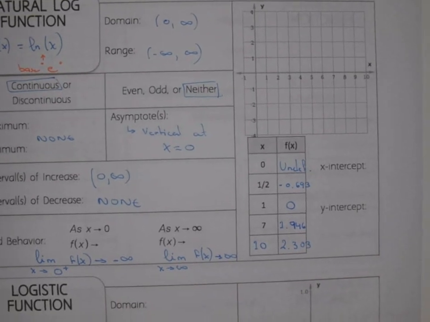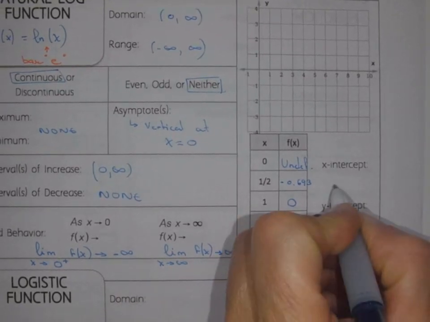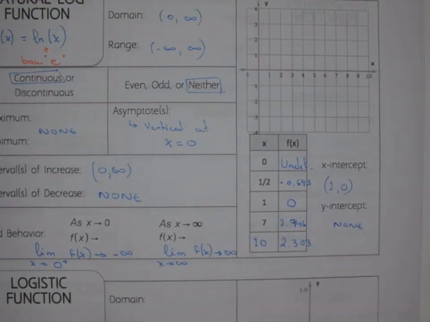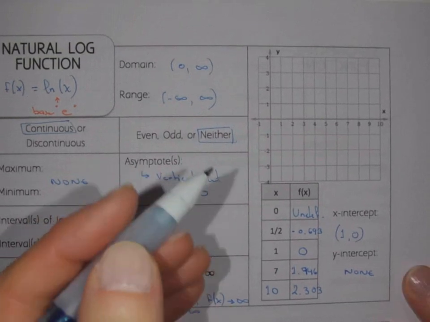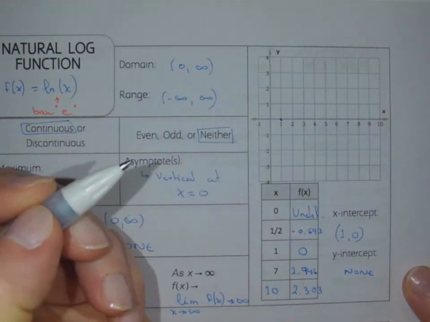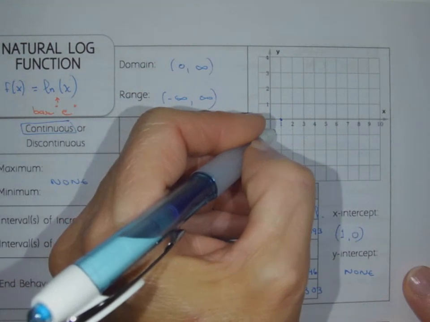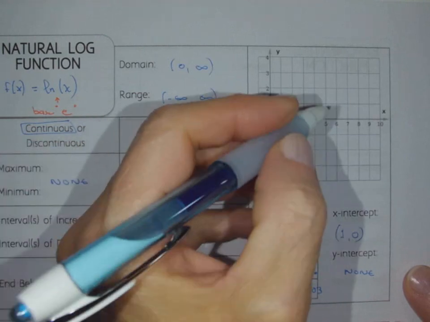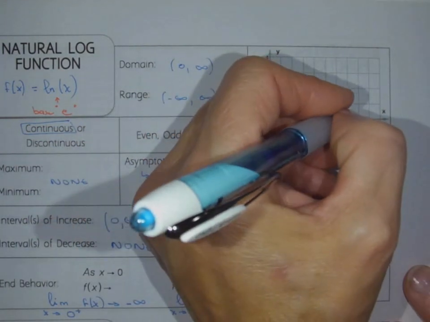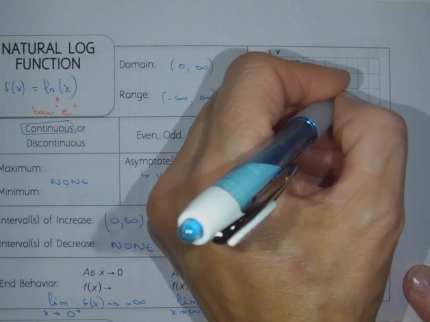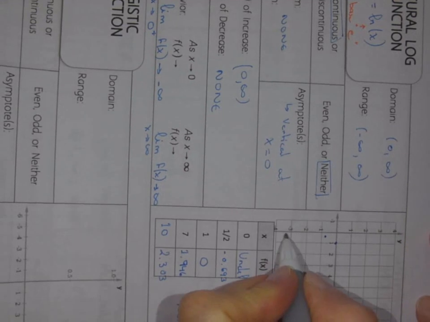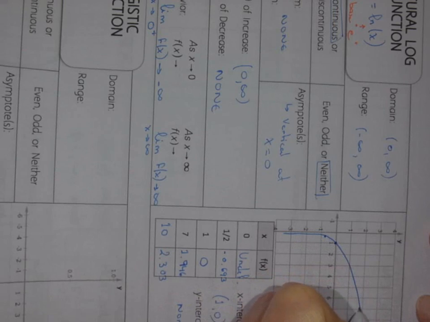The x-intercept is at 1, 0, and there is no y-intercept. Okay, so when I graph that, I'm going to be at 1, 0, just like the other one. My negative 1/2 is going to be somewhere there, negative 0.6, right? At 7, I'm going to be just below 2. And that should be enough for me to graph that. Vertical asymptote, so don't touch that axis. And there we go.